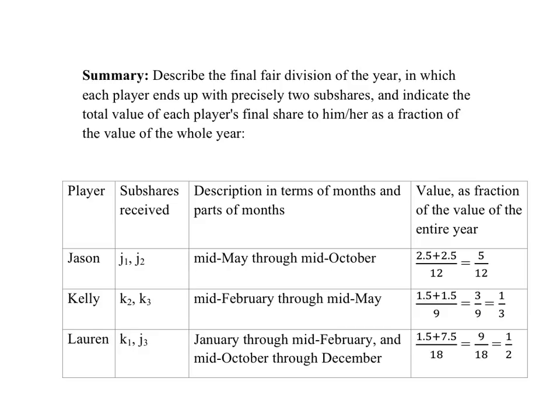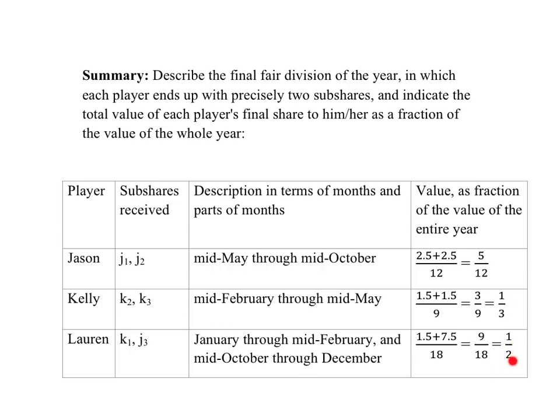Lauren, finally, ends up with shares K1 and J3, so that's January through mid-February and mid-October through December, worth 1.5 Lauren points for what she took from Kelly, plus 7.5 Lauren points for what she took from Jason. That adds up to 9 Lauren points out of 18 for the whole year. That's half the value of the whole year. So Lauren is very happy with this arrangement. As predicted, everyone gets a fair share.